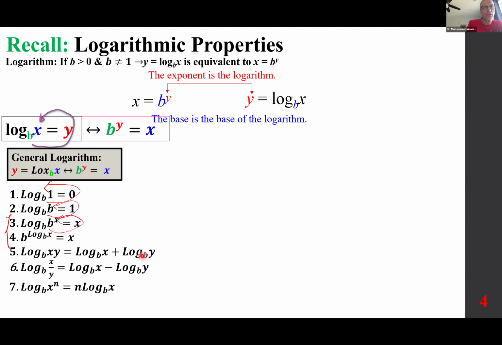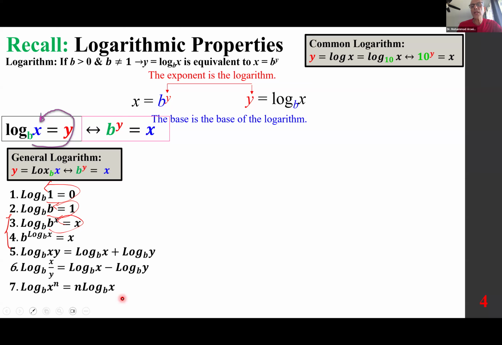Number 5, the product rule, log of xy is log x plus log y. All of them have the same base b. Number 6 is the quotient rule, log of x over y is log x minus log y. Same base for all of them, namely b. Log of x to the power of n is n log x. Both of them must have the same base. Very straightforward. I hope it's coming back to us.